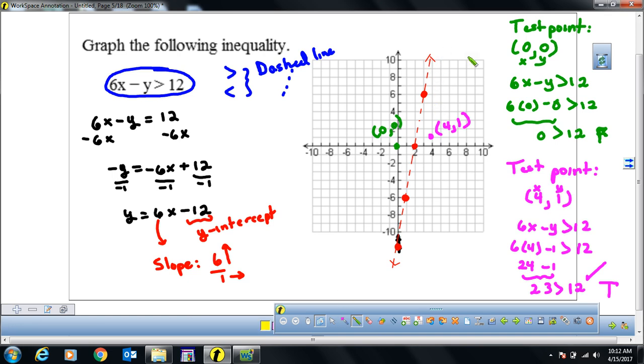So to say that this point is a solution, or that point is a solution, or this point is a solution, or that point is a solution, to say that all of the points on this side are solutions, we're just going to shade in the right side of this line, and that is basically saying that any point on the right side is a true solution.